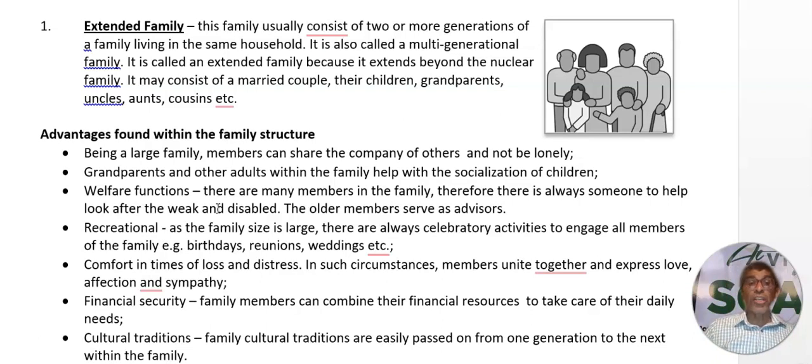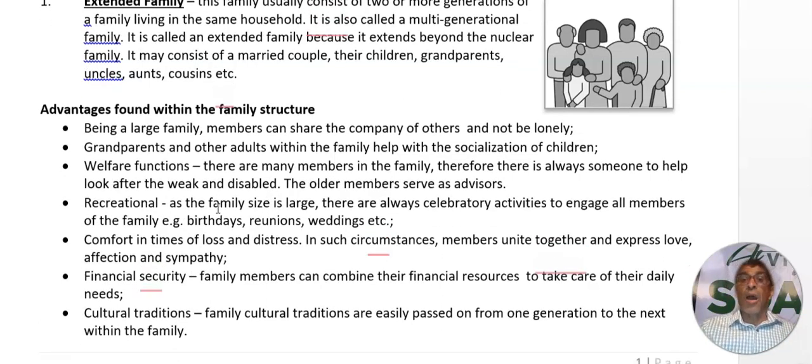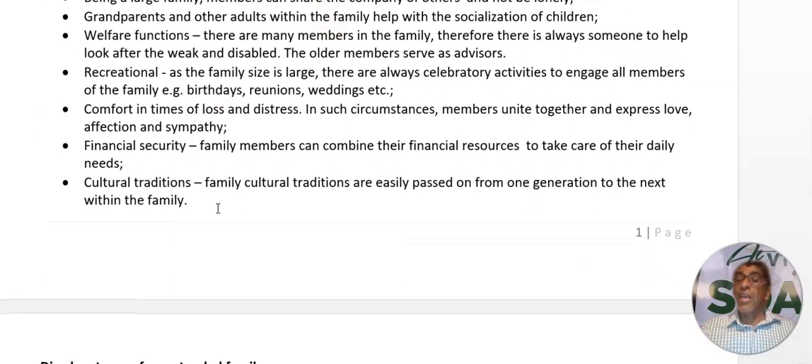These are all advantages. So there's never a dull moment, or there should never be a dull moment in that type of family setting, because there's so many persons that make up the family. You have quite a number of birthdays being celebrated, reunions taking place, persons getting married. So there are quite a number of activities that take place within the family. So recreational activities tend to be more prominent than the other types of families.